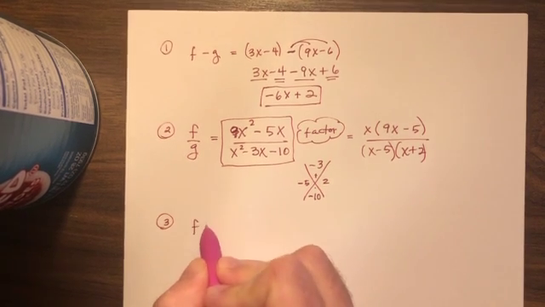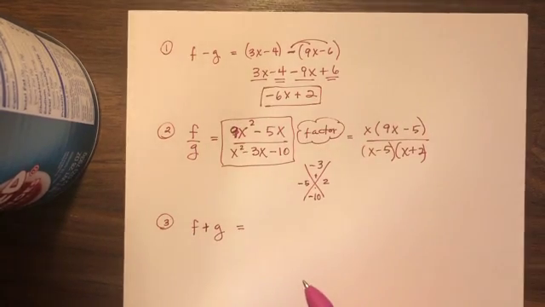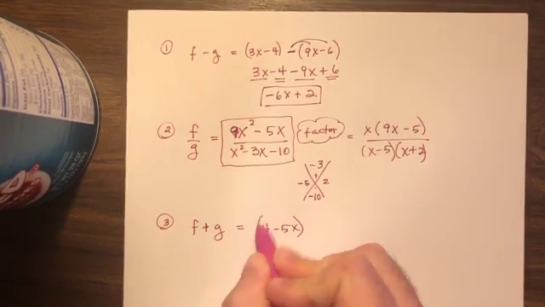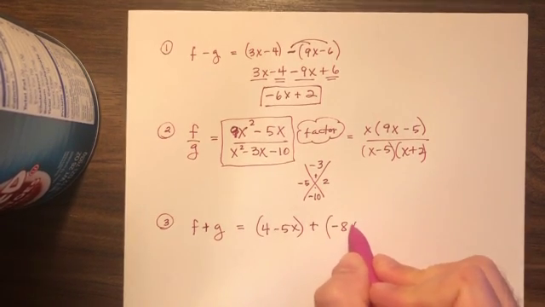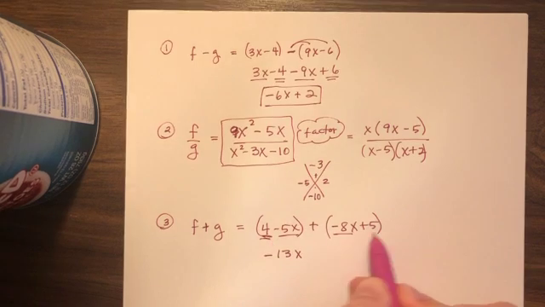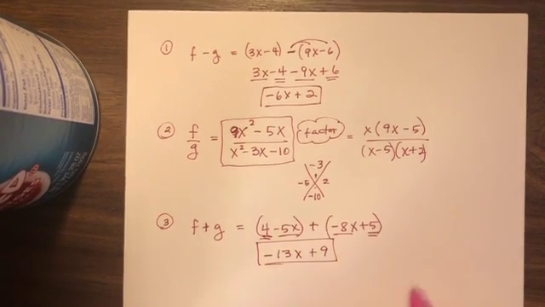All right, f plus g, a little nicer. Very similar to f minus g. You take whatever f is, which is 4 minus 5x, you can put it in parentheses if you like, plus whatever g is, which is negative 8x plus 5. That's for number 3. And here, there's no minus sign to distribute, so the only thing you have to do is combine like terms. Negative 5x and negative 8x is negative 13x. Positive 4 and positive 5 add to give you positive 9. And we're all done with that.